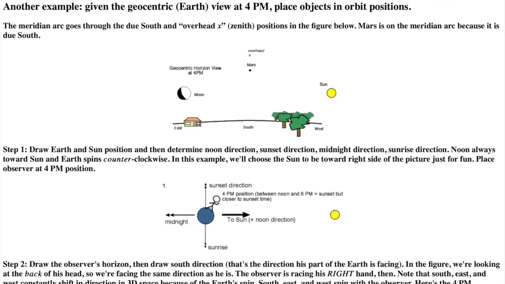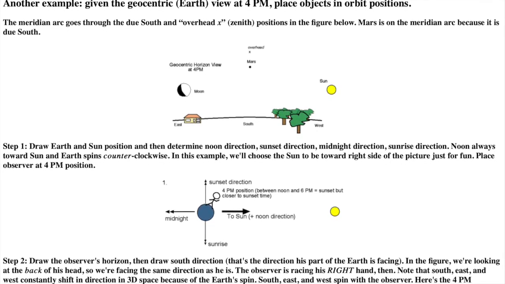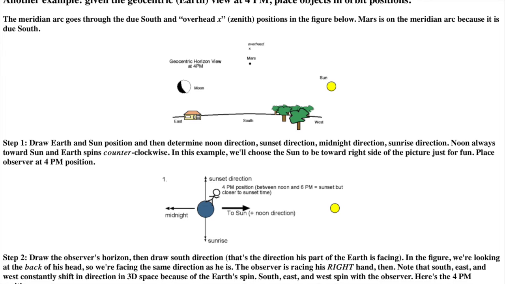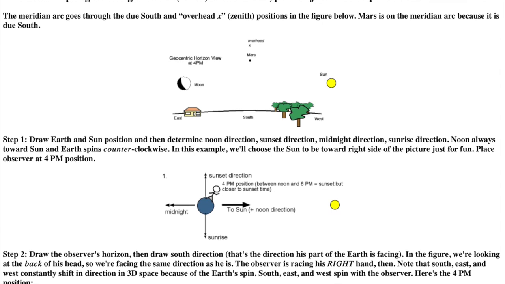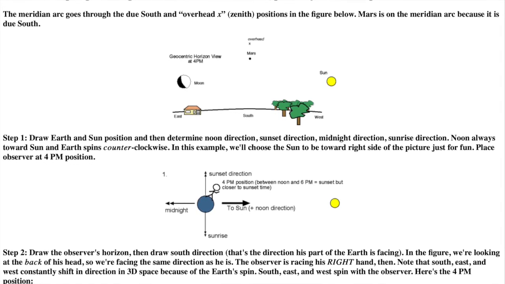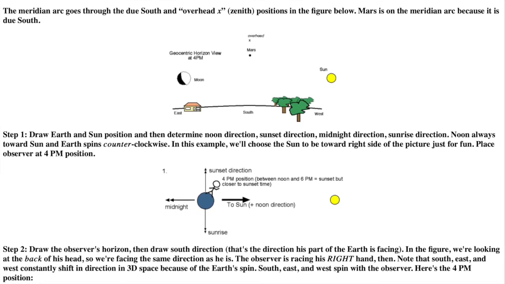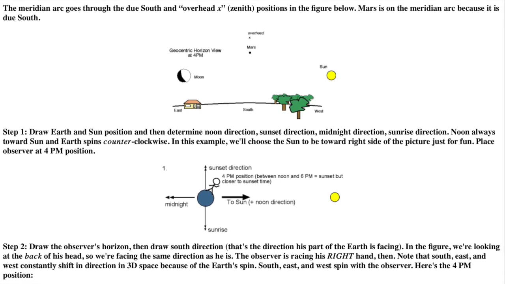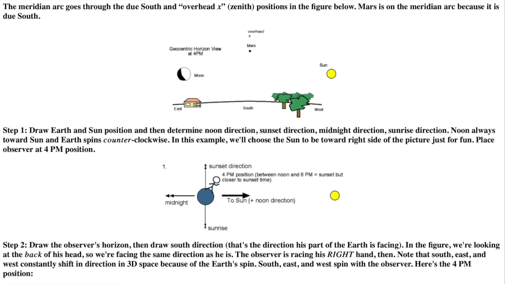Step 1 is drawing the Earth and Sun with the Sun anywhere you want. Here I choose to put the Sun to the right of the Earth. That is, the Sun is on the right side of the drawing. I orient the time compass so the noon direction faces the Sun. At noon, the observer would be pointed directly toward the right side of the drawing where the Sun is, and at sunset, the observer would be pointing straight up in the drawing. In our scenario, the time of day is 4 p.m., so I place my stick figure observer in between the noon and sunset directions, but closer to sunset. The direction the observer is facing is due south direction for 4 p.m.